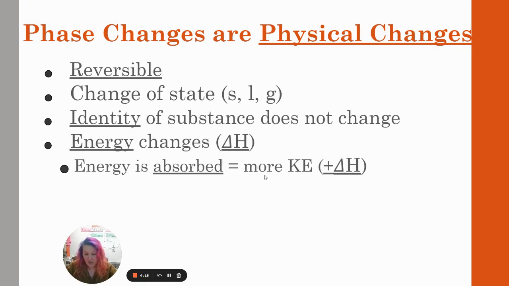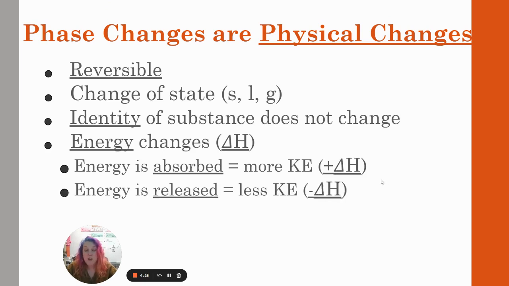When energy is absorbed, the particles increase their kinetic energy, causing them to warm up. These types of phase changes have a positive delta H. When energy is released, the particles decrease in kinetic energy, causing them to cool down. These types of phase changes have a negative delta H.